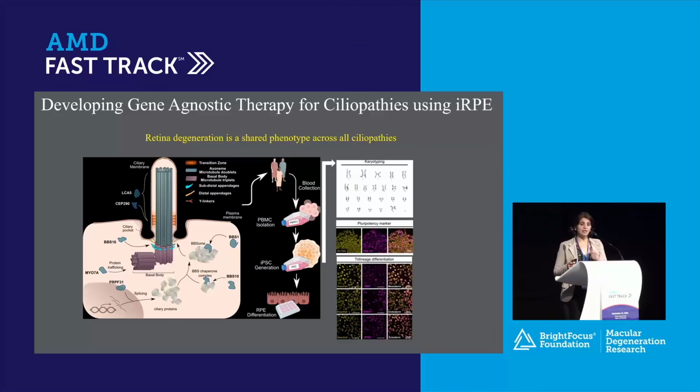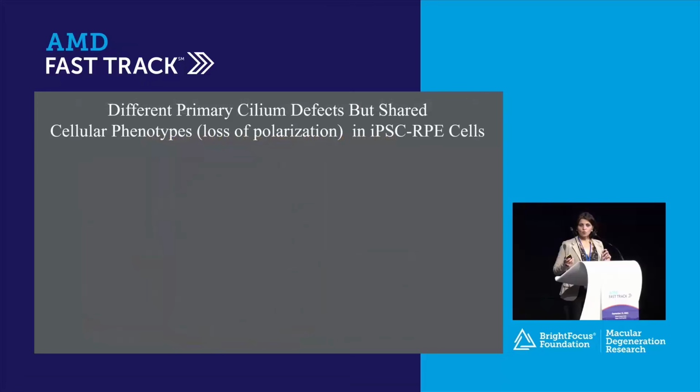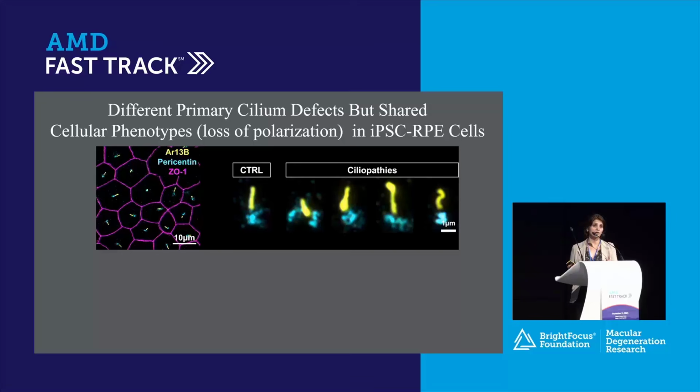So we made RPE cells from these iPSCs, and then we wanted to see if these iPS-RPE cells can help us discover the downstream mechanism, as I said. So what we did, we wanted to first see if these mutations cause defects in primary cilia. Here you see a monolayer of RPE cells stained for ARL13B and pericentrin. These are the cilia markers: ARL13B stains the axoneme, and pericentrin is the basal body, and you can see the cilia from the ciliopathy patients.